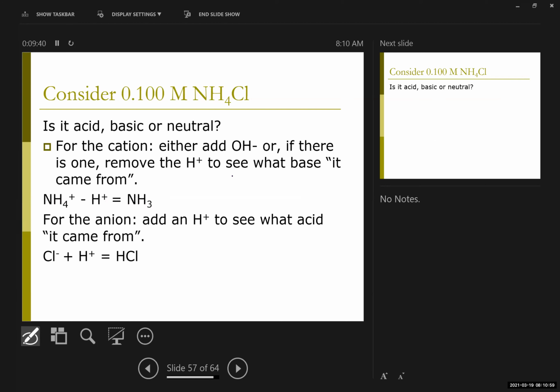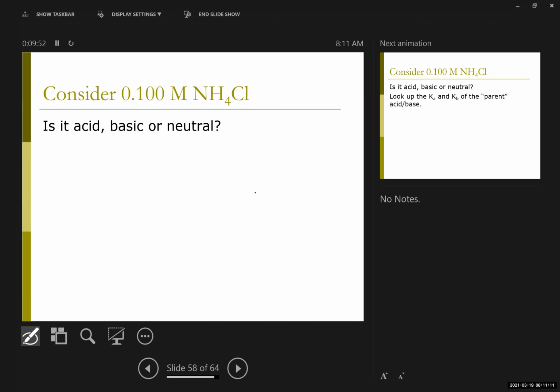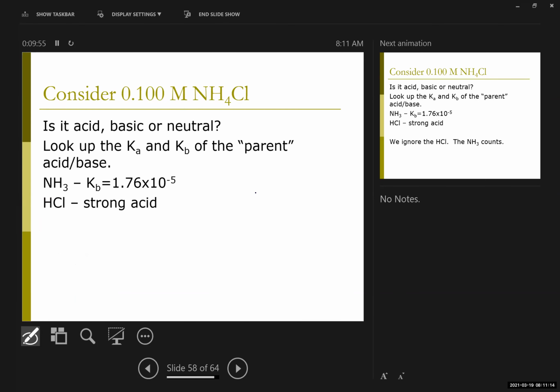And so again, there's a distinction between what I actually have and what I'm going to look up. HCl is still a strong acid. Ammonia, on the other hand, is a weak base. So again, since I have chloride as the conjugate of something strong, the Ka of this is approximately infinite. The Kb of Cl minus, therefore, is approximately 0. So I can ignore the chloride.